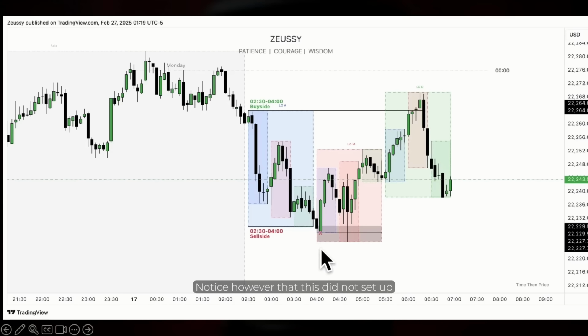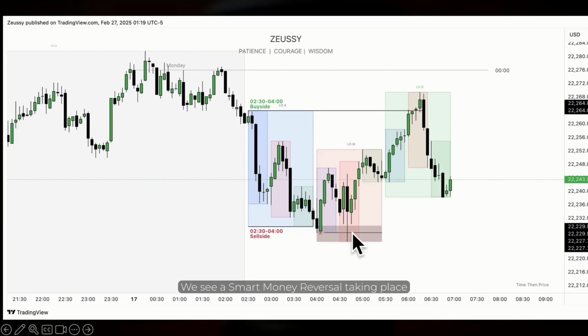Notice, however, that this did not set up an immediate reversal towards the opposing side of liquidity, towards the high of the previous cycle. Instead, we saw the market run higher and engineer buy side liquidity. Within this second 90-minute cycle, you can also see 3 boxes plotted. These 3 boxes represent 30-minute cycles. Notice that the second 30-minute cycle within this second 90-minute cycle opened and dropped lower, taking out the previous 30-minute cycle low, which already took out the previous 90-minute cycle low.